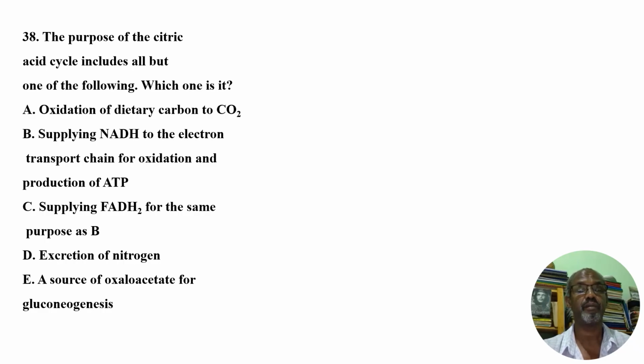B. Supplying NADH to the electron transport chain for oxidation and production of ATP. C. Supplying FADH2 for the same purpose as B. D. Excretion of nitrogen. E. A source of oxaloacetate for gluconeogenesis. Exactly. The citric acid cycle is the central metabolic pathway.